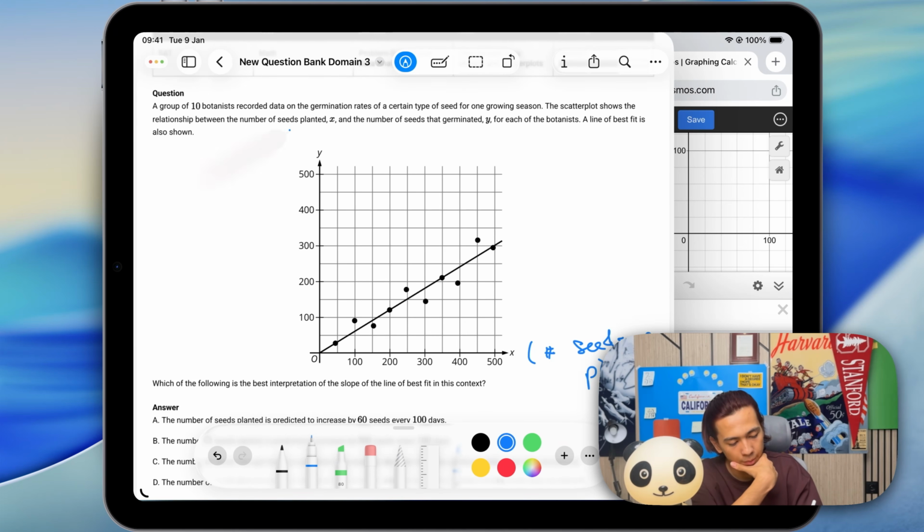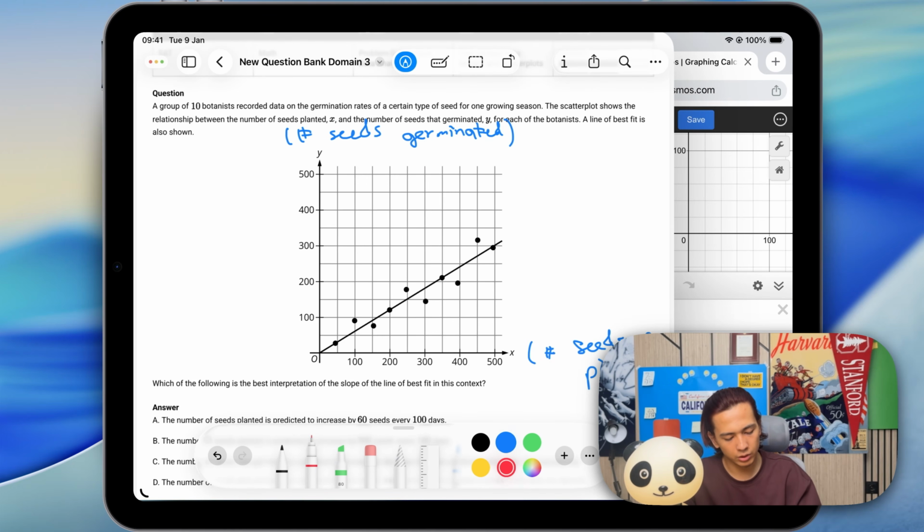And then Y represents the number of seeds that germinate. Germinate just means when you plant a seed, it doesn't always grow, right? Sometimes it does, sometimes it does not. So germination is what we call the plant growing out, right? So the seeds germinated. Number of seeds germinated.